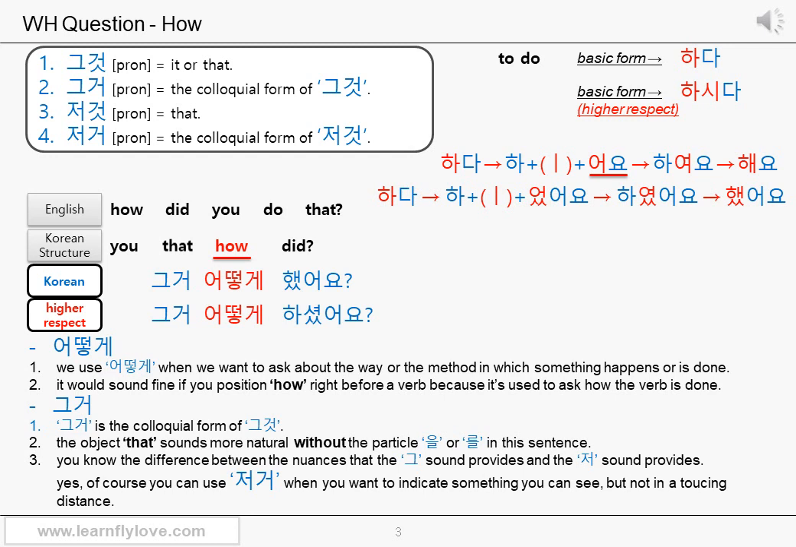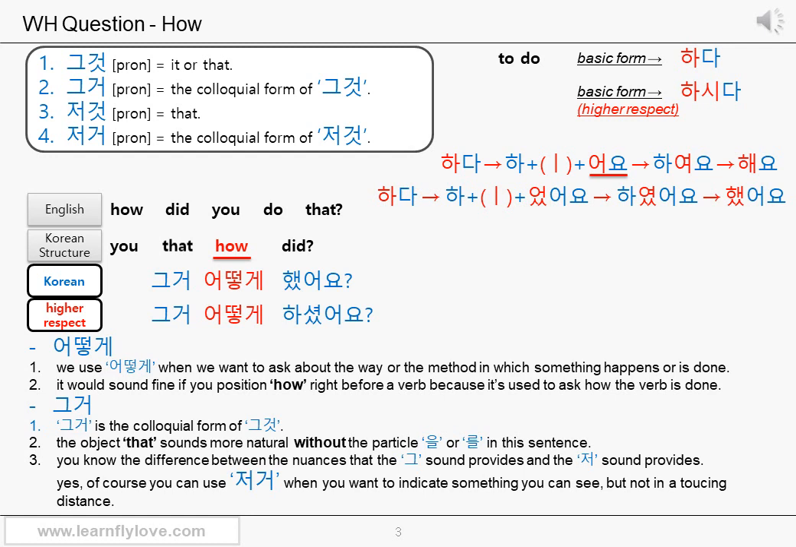Then how do we turn it into the past tense? When there is no final consonant in the last letter of the stem, you put 쌍시옷, double s consonant, at the final of the last letter of the stem and add 어요 sound. That's how the past tense of the do verb became 했어요. Now you finally resolved the long overdue question. So, that, 그거, how, 어떻게, did, 했어요? 그거 어떻게 했어요?